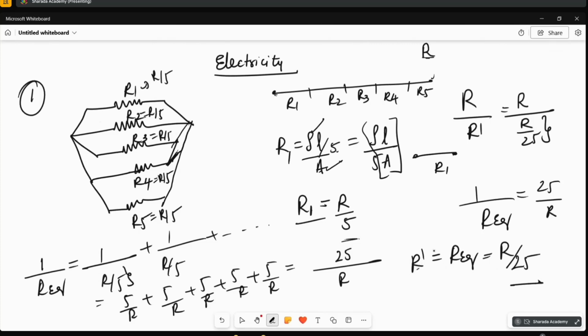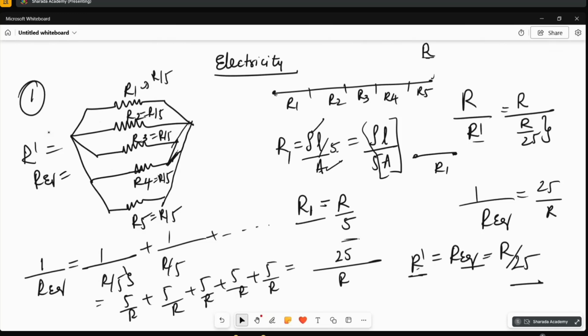R dash is the same. I am giving the name R equivalent, they are telling R dash. R dash is the equivalent resistance of all this. Usually we write R equivalent. So if only length is cut, that means resistance will become 1 by 5 here.